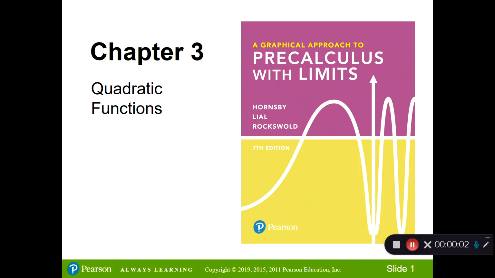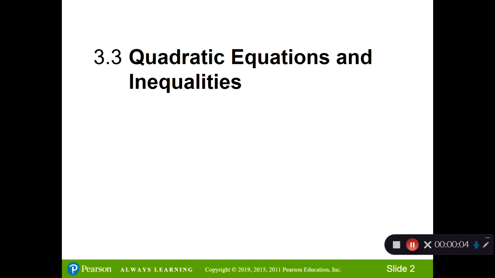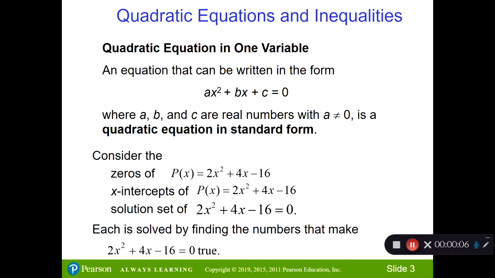Let's look at solving quadratic equations and inequalities. So first of all, a quadratic equation, if you recall, is one that has that x squared variable appearing in there, and that's the highest power on the x that appears in the equation. So when I have something like this equals 0, that's a quadratic equation. This is in standard form.